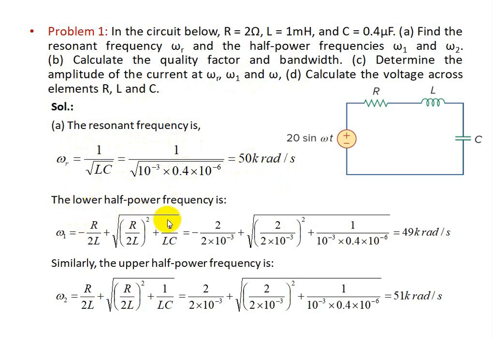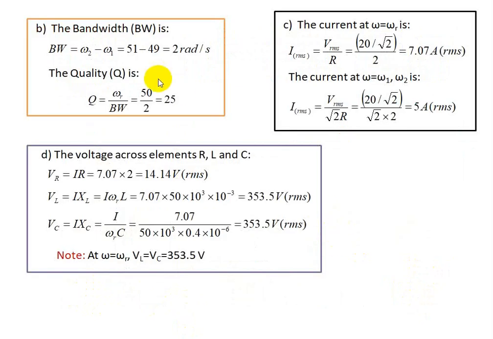Then the lower half power frequency omega 1. So use this formula: omega 1 equals minus R by 2L plus under root of (R by 2L) whole square plus 1 by LC. So all the values are known. Substitute all the values, we get 49 kilo radians per second. Similarly, the upper half power frequency omega 2 is R by 2L plus under root of (R by 2L) whole square plus 1 by LC. Substitute all the values, we get omega 2 as 51 kilo radians per second.